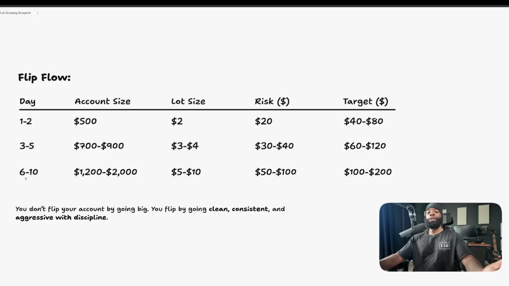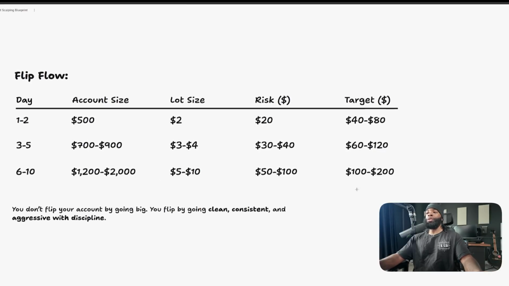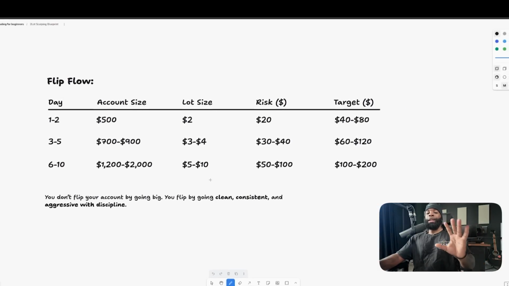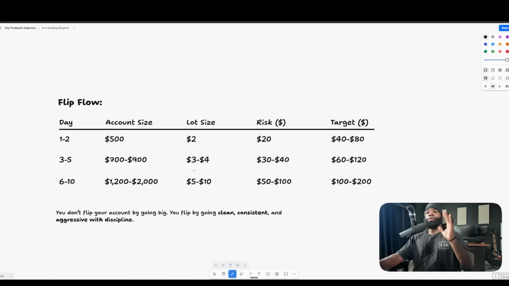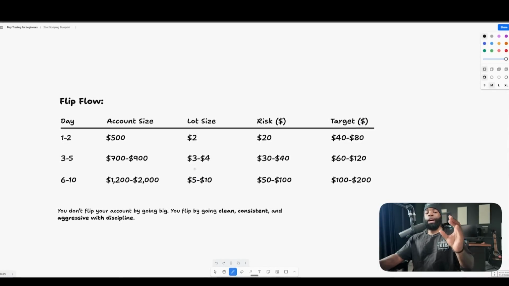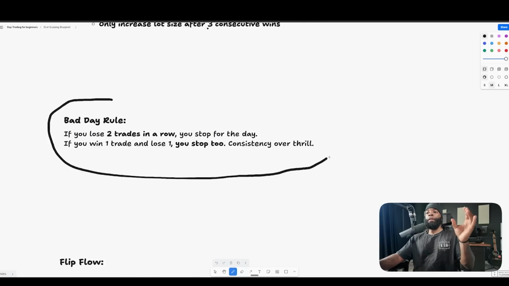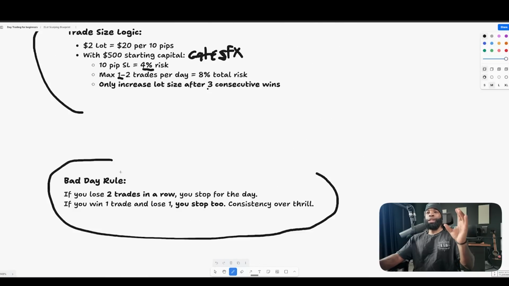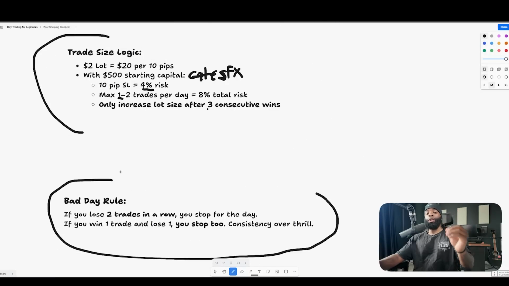And then now let's say you go to 6 to 10 trades, your account should be about 2,000, and then 5, and then 10, and then your risk 50 to 100, and the target 100. Now I'm going to say this again. A lot of you guys might not understand this, but the way to scale a $500 account is not the strategy. It is this right here. If you follow this simple rule and you understand that your risk management is going to be the reason why your account grows, then you will be a profitable trader.